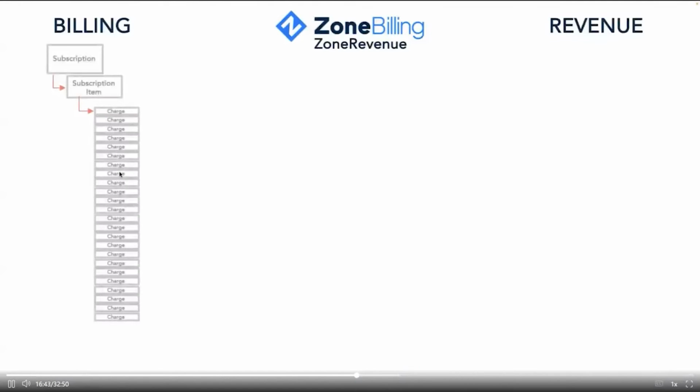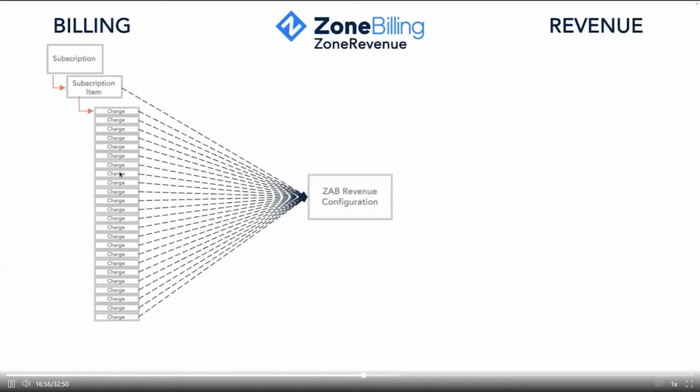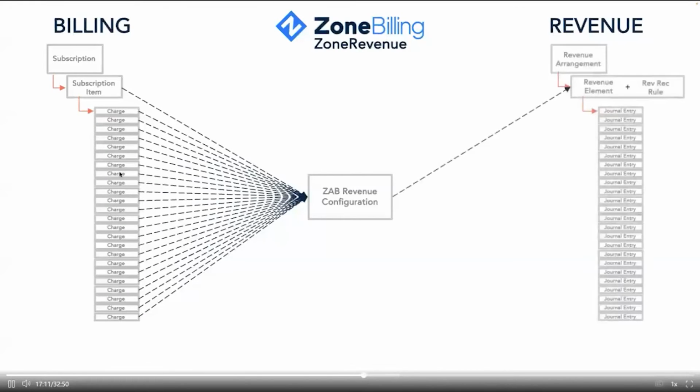What we just saw is we have our subscription item and our charges. Remember, charges are the ones that become future line items on an invoice. But when Zone Revenue is in play, what we now use is our revenue configurator. Now, this is set up for you as part of the implementation. It's not something you need to do on a day-to-day basis. But what this does is tell the system, how do I look at charges? How do I understand charges, group charges, sort charges, for them to ultimately create native NetSuite revenue records? So that's going to be your arrangement and your element.